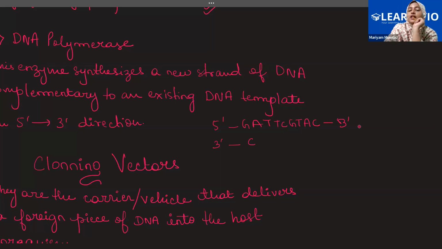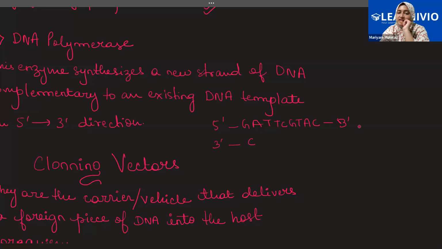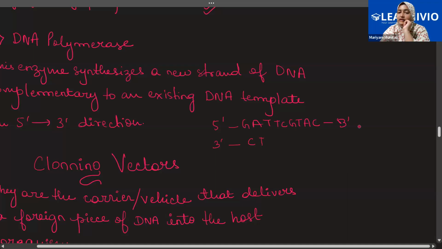No, no, I am not talking about a palindromic sequence. I'm talking about complementary base pairing. So G pairs up with C. A pairs up with T, thymine. Then T pairs up with A, C pairs up with G, G pairs up with C, T pairs up with A, A pairs up with T, and C pairs up with, lastly, G. So this is a complementary sequence.